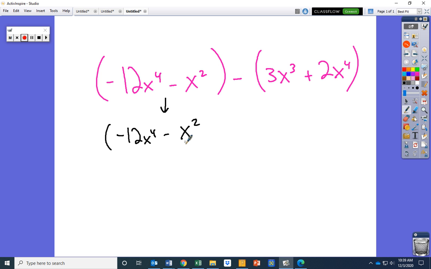Now, can I do something to this x to the second and make it a little easier to use? What can I do? Put a 1 in front of it, right? Does that change the value? Nope. What does this subtraction become?